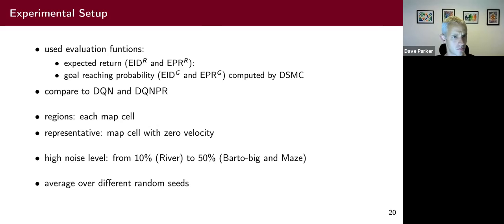For the racetrack maps, we considered each map cell to be a region, and thus the representative is the position of the map cell with 0 velocity. We use a 10% noise level for the river map, which is already quite difficult due to its structure, and a very high noise level of 50% for the Bar-to-Big and Maze map. Also, it is known that DRL results are sensitive to different random seeds, which is why the results we report are averaged over several runs.